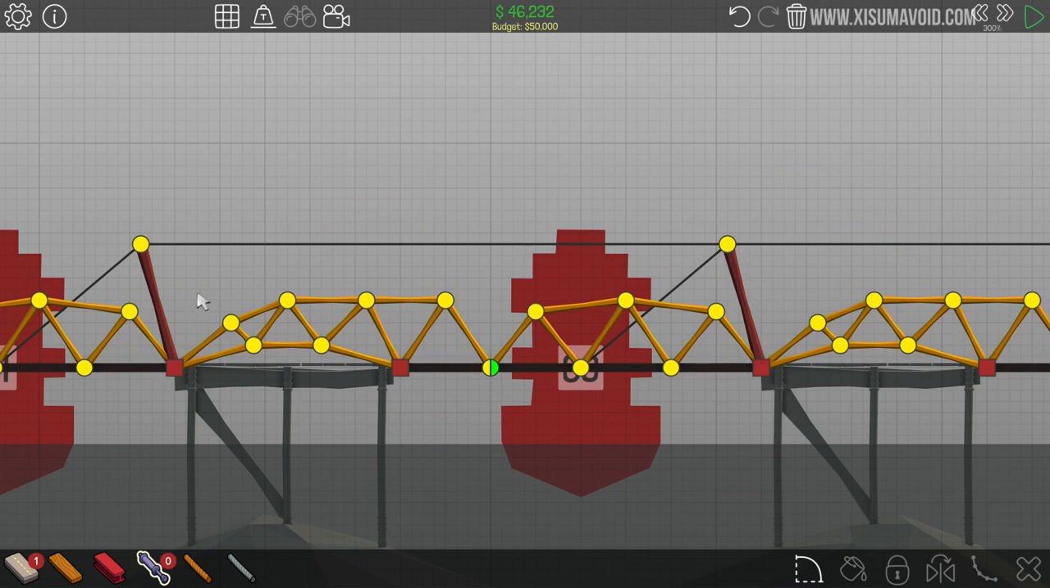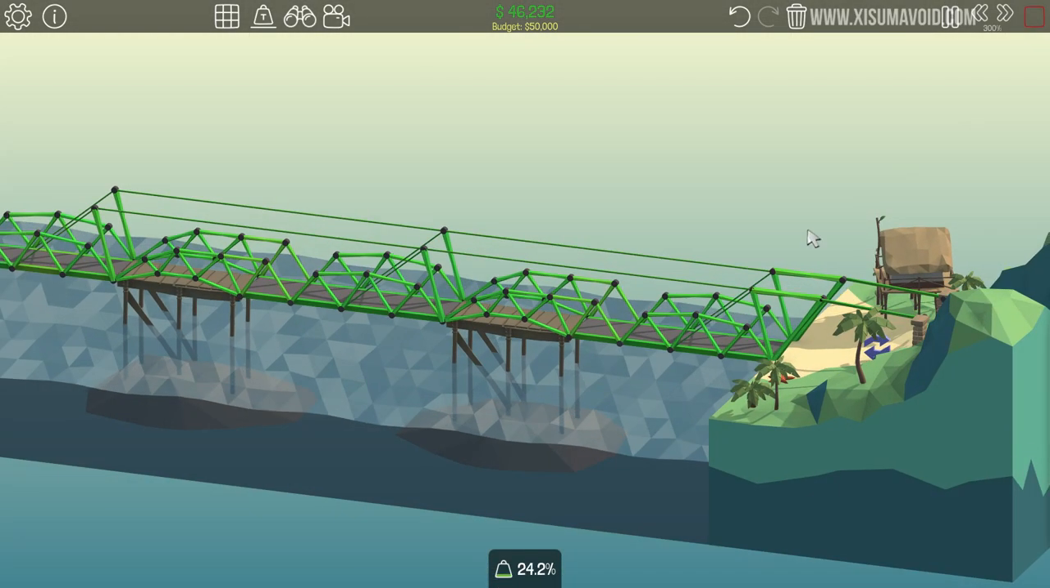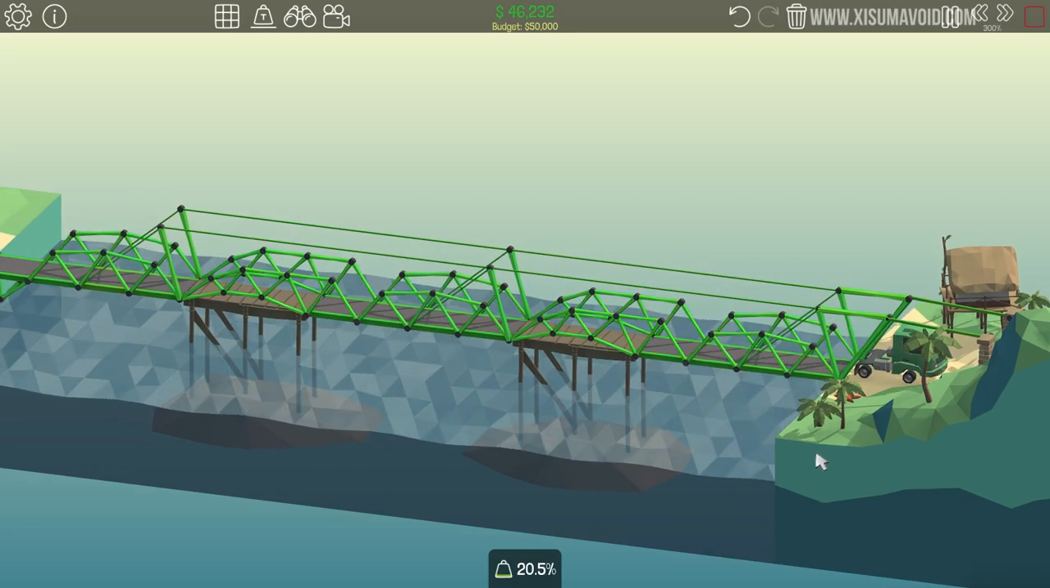So I've raised these up and leaned them over slightly. I'm not sure if that really helped or not, but changing this to a triangle and having the hydraulics here sort of works. It's pulling straight across. That triangle shape is really strong.